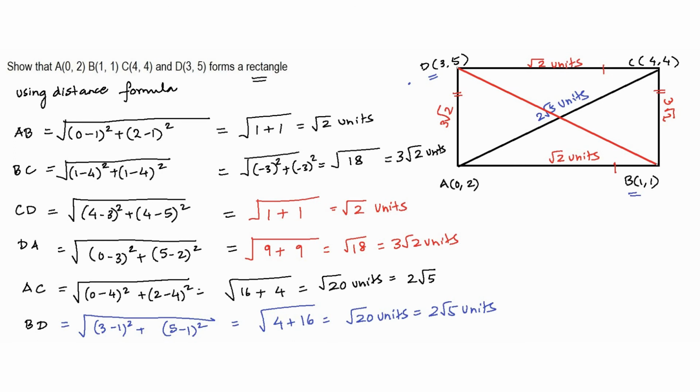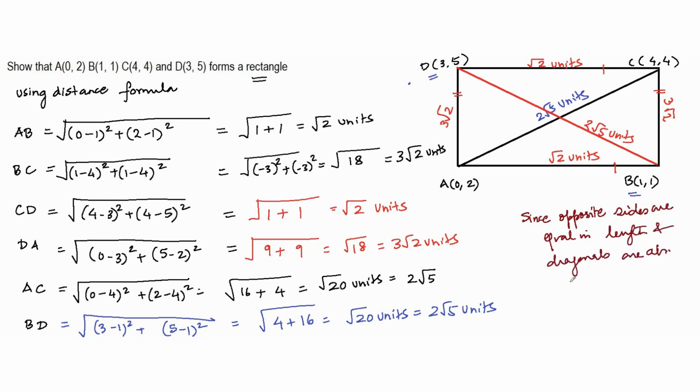So because the opposite sides are equal and the diagonals are equal, I can therefore say that I have a rectangle. So I can say that since the opposite lengths or opposite sides are equal in length, and the diagonals are also equal, I can say that it is a rectangle.